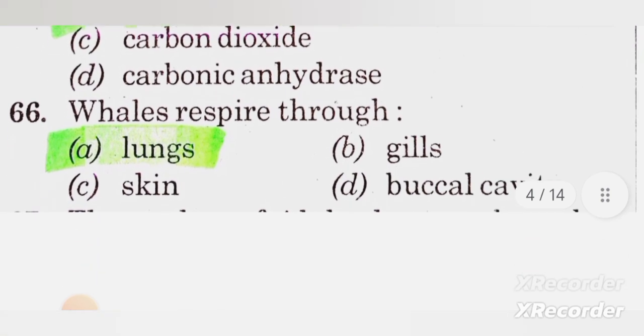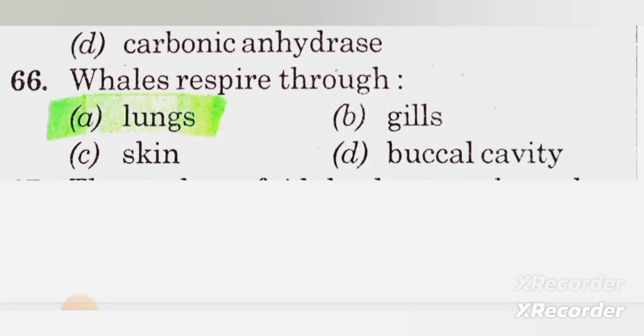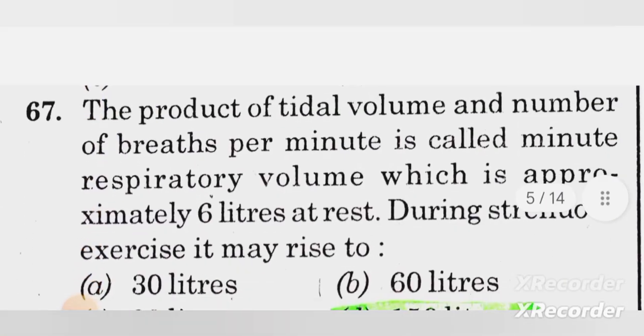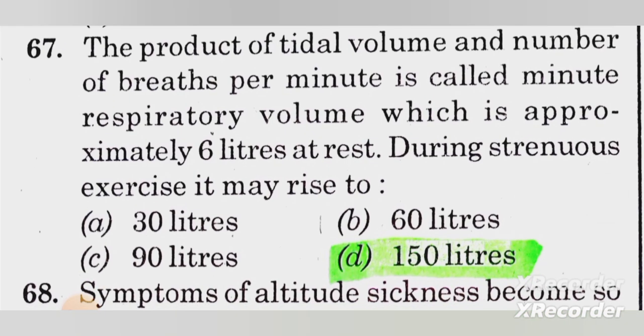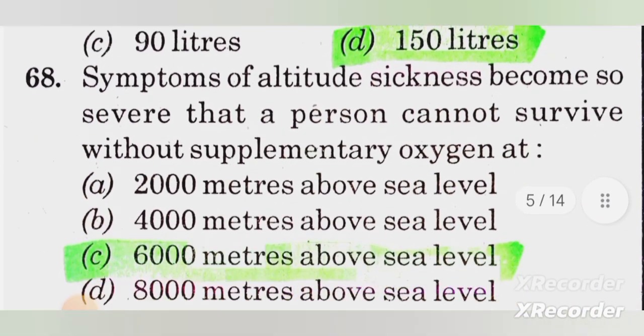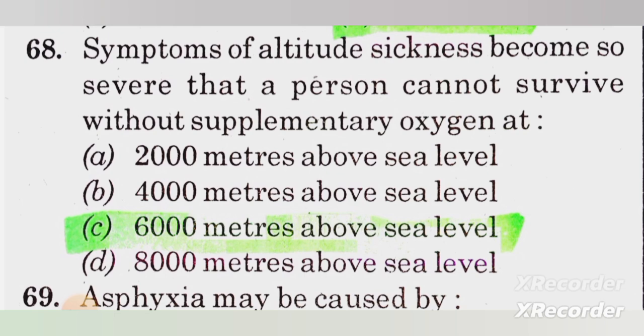Next, 66. Whales respire through, answer A, lungs. Next, 67. The product of tidal volume and number of breaths per minute is called minute respiratory volume, which is approximately 6 liters at rest. During strenuous exercise, it may rise to, answer D, 150 liters. Next, 68. Symptoms of altitude sickness become so severe that a person cannot survive without supplementary oxygen at, answer C, 6000 meters above sea level.